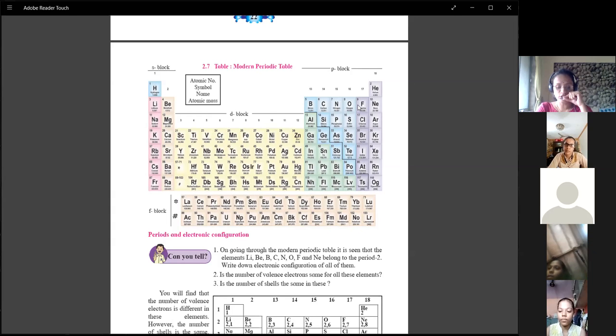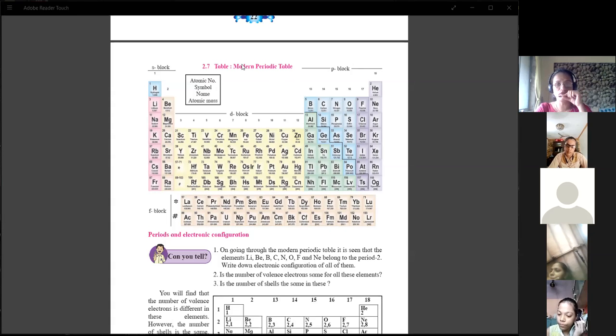Does this arrangement match the pattern of the second period of the modern periodic table? Does this pattern match? Yes, because look at the periodic table: lithium, beryllium, boron, carbon, nitrogen, oxygen, fluorine, and neon. Yes.